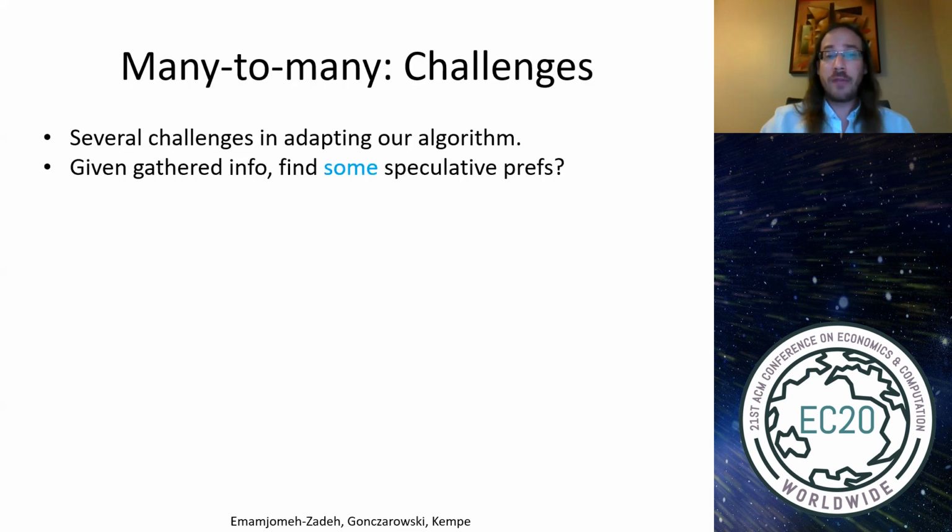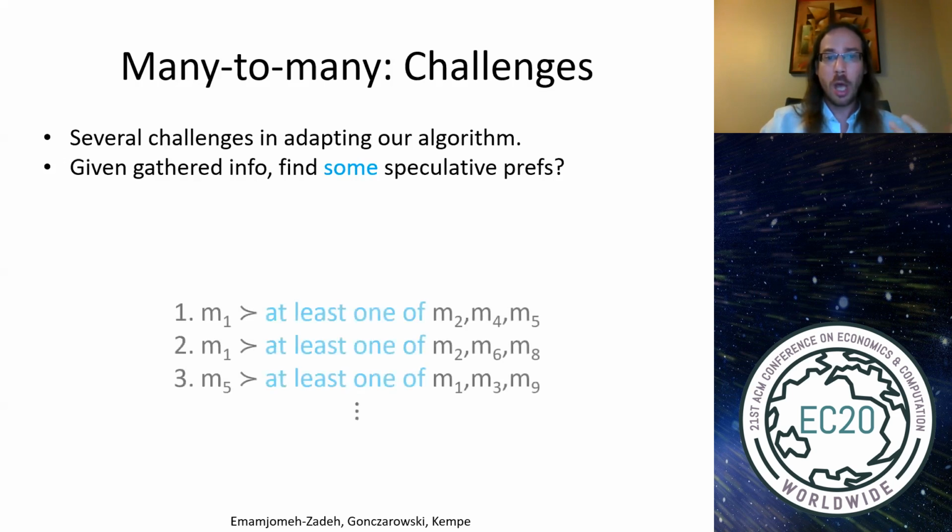The first one: given gathered information, find some speculative preferences. In the one-to-one setting, gathered information was pairwise comparison, it was a partial order. We know that we can extend a partial order into a linear order using topological sort. What if the gathered information so far looks like this? M1 is preferred to one of these, M1 is preferred to one of these as well, M5 is preferred to one of these, etc. What do we do?